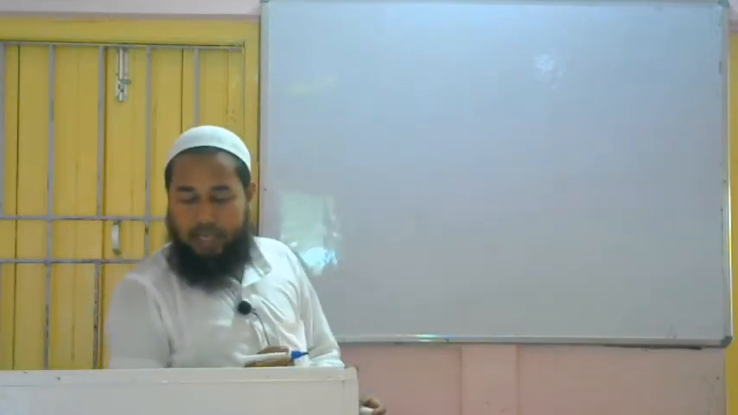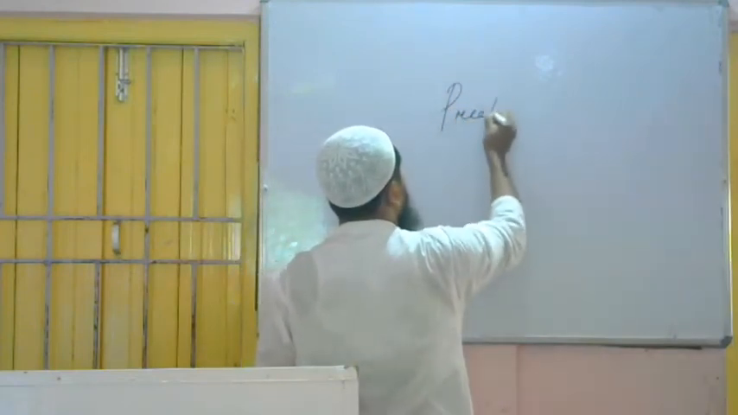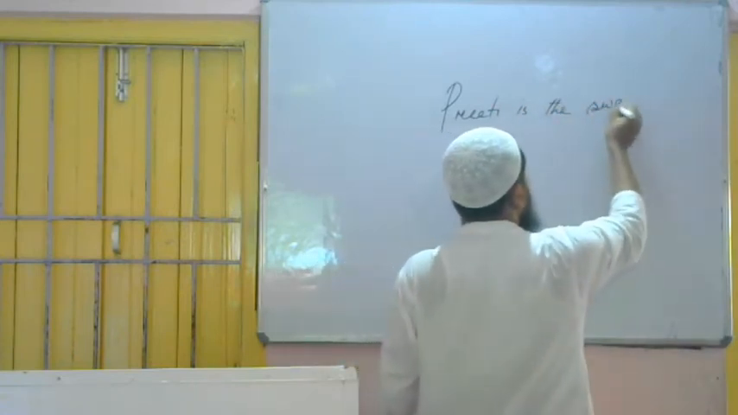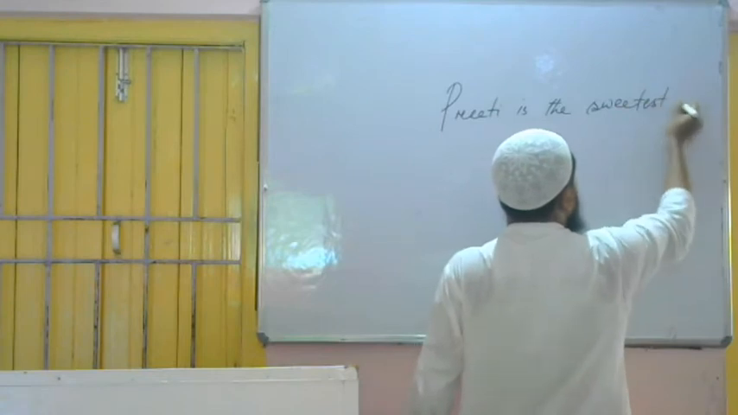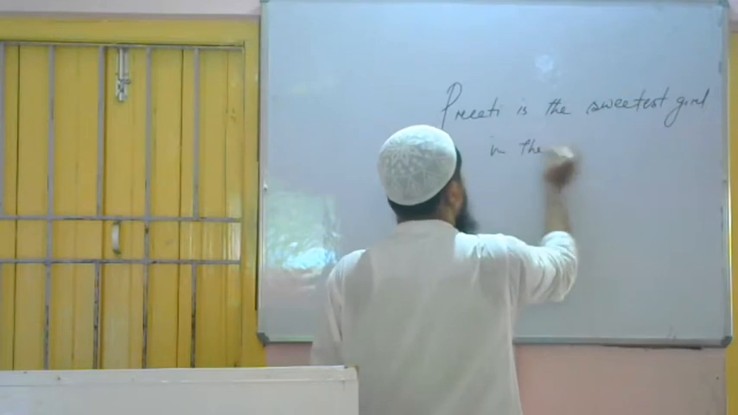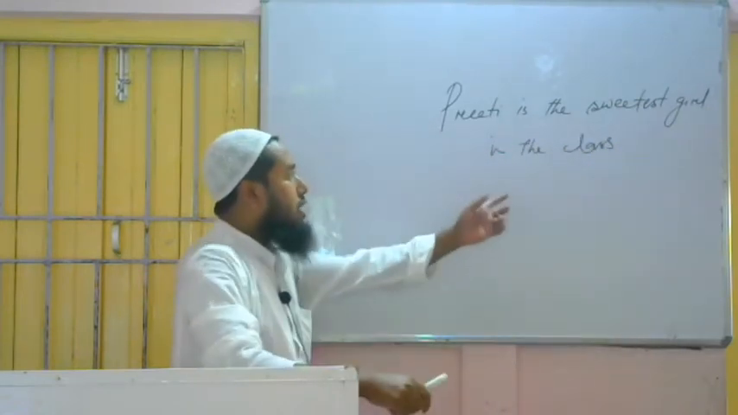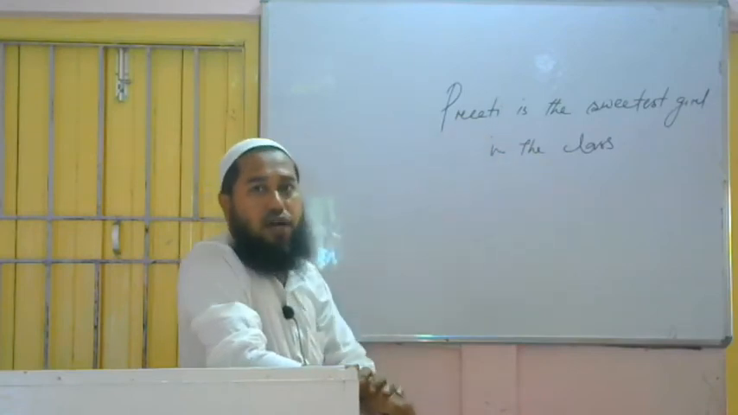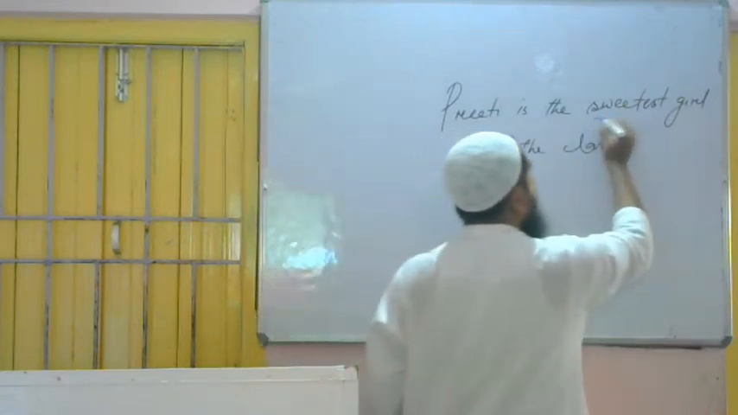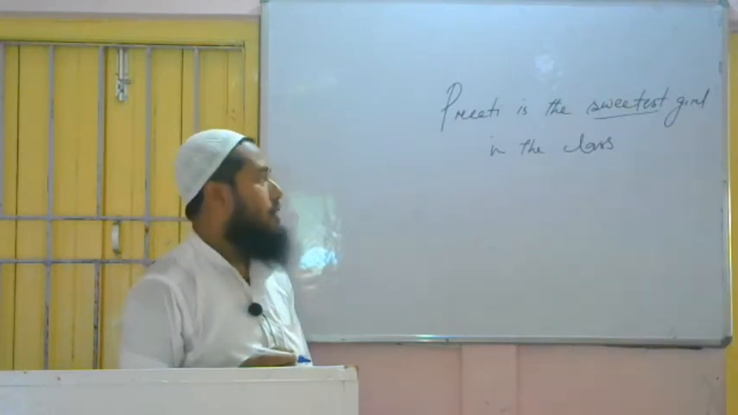Preeti is the sweetest girl in the class. Okay, we got a sentence, and this is a sentence of what? Which degree? Superlative degree. How have we understood? This is a sentence of superlative degree because we got the superlative form of the adjective here. From here we have understood that this is a sentence of superlative degree.